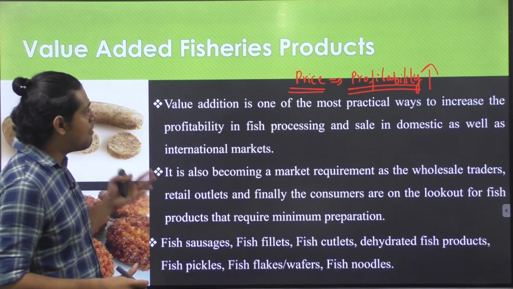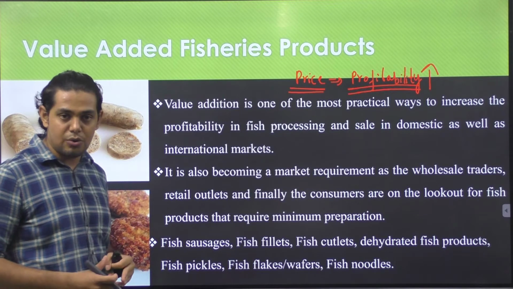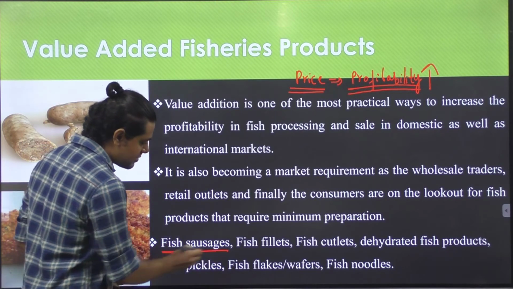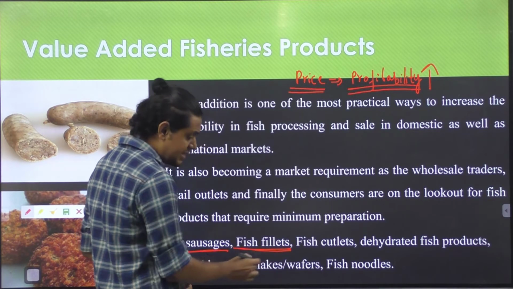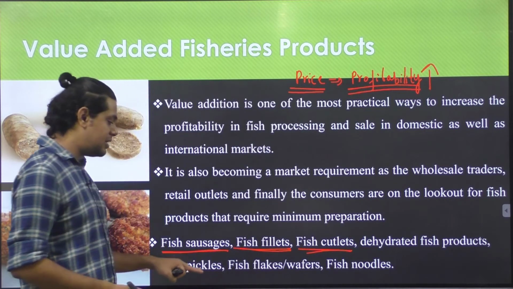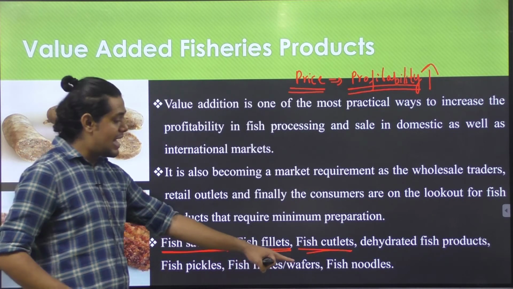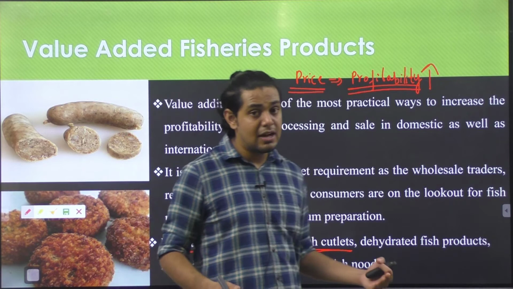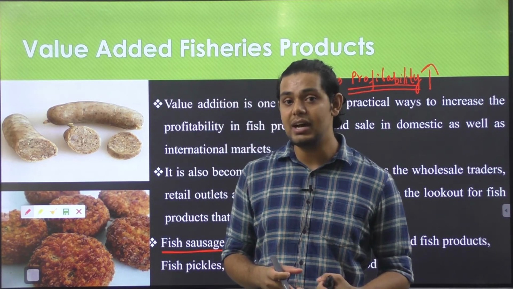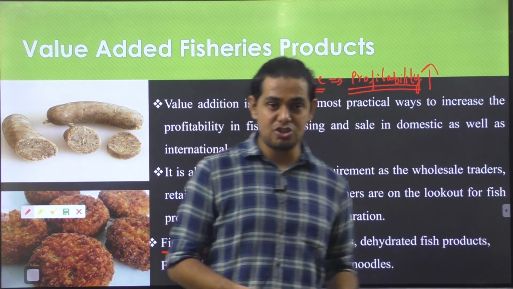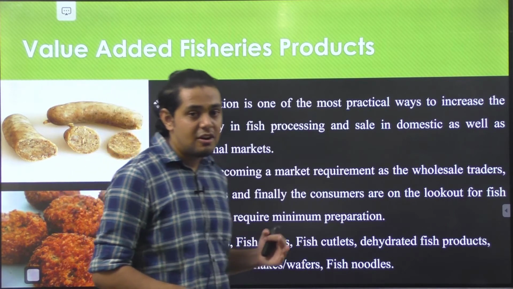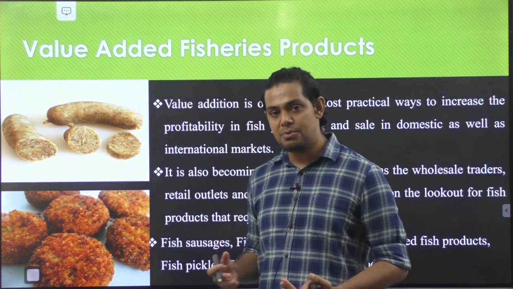There are a variety of fish value added products out in the market, a few of which I have listed here: fish sausages, fish fillets, fish cutlets, dehydrated fish products, fish pickles, fish flakes as wafers, as well as fish noodles. These are the value added products currently available in the national as well as international market.